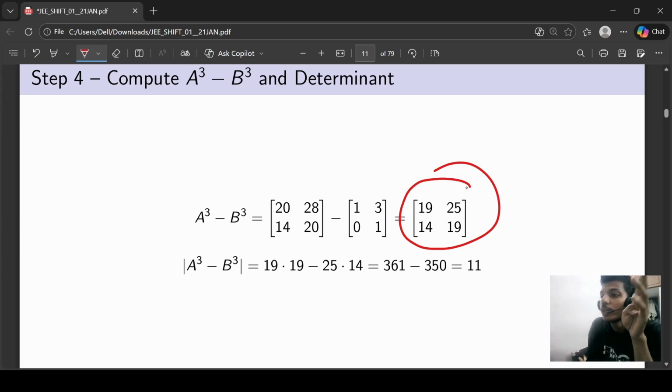Why? Because we know one property. Tell me, how many of you know this property? The determinant of adjoint of A is simply the determinant of A to the power n minus 1, where n is the order of the matrix. How many of you know this? All of you?